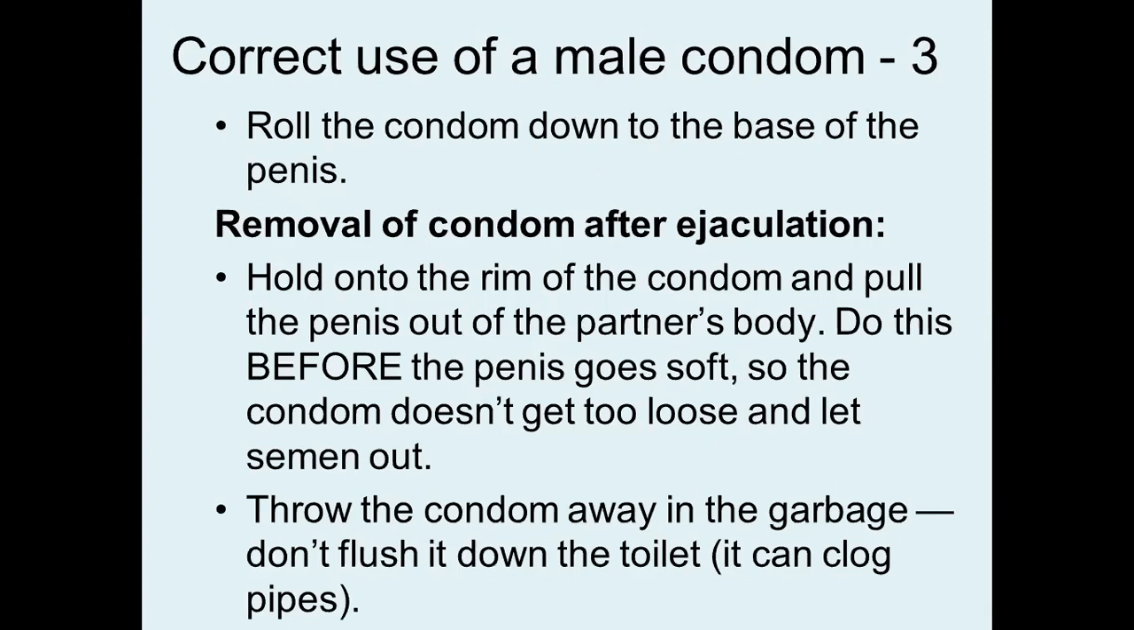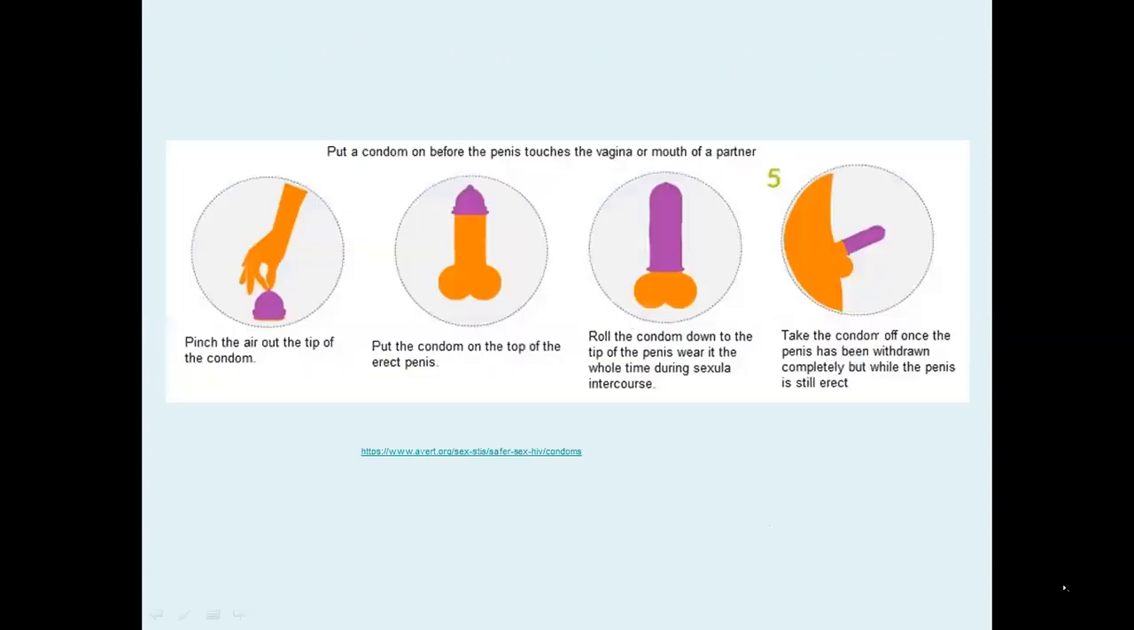After ejaculating, hold the rim of the condom and pull the penis out of the partner's body. Do this before the penis goes soft, so the condom doesn't get too loose, because if it gets too loose, it's going to slide off the penis and semen is going to escape. Then throw the condom away in the garbage. Don't flush it down the toilet because it'll clog the pipes.